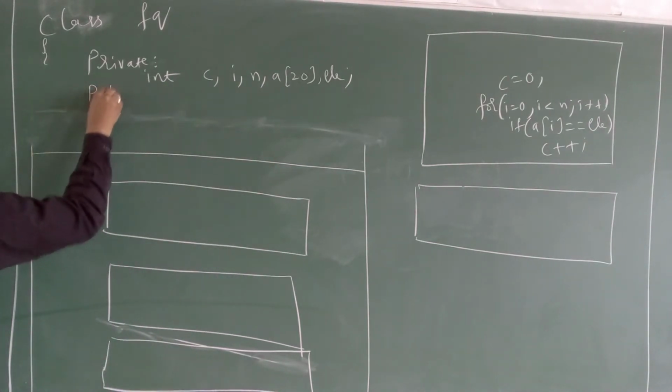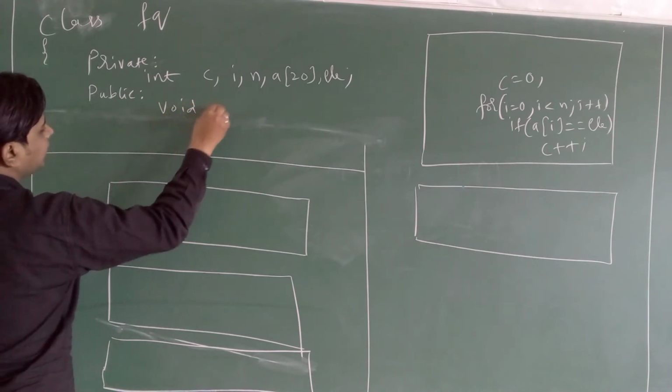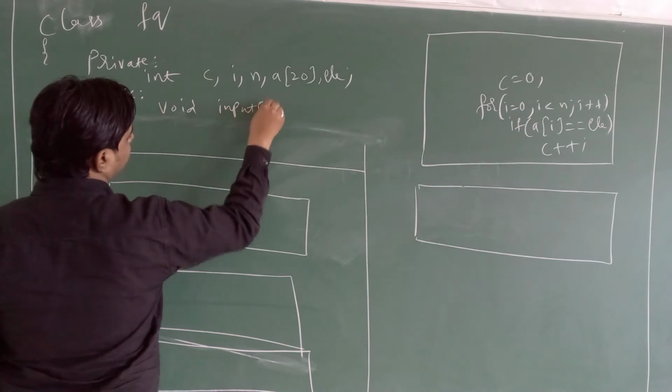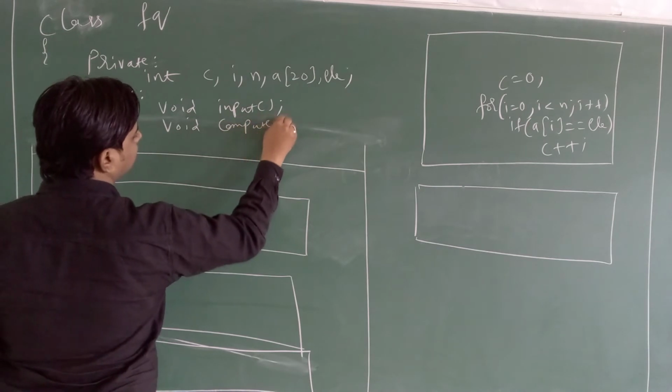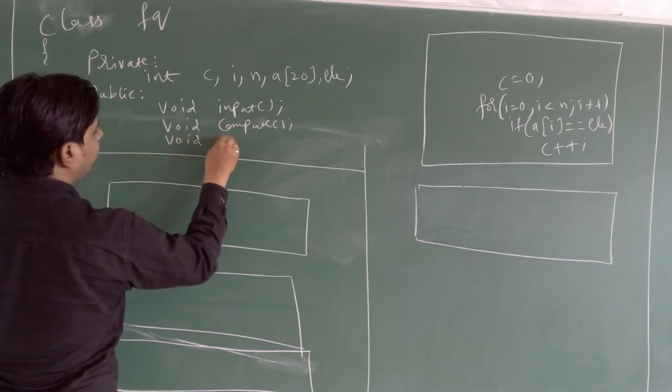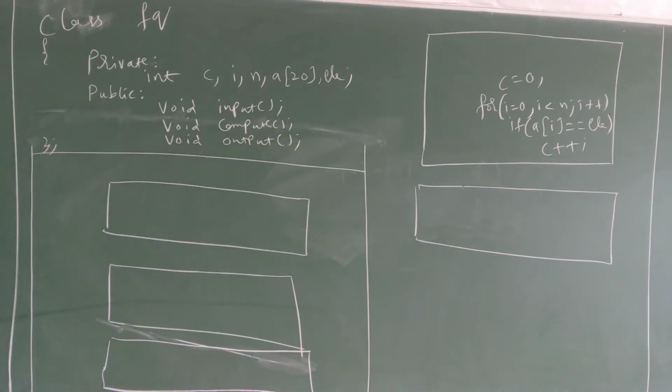Then public. This is outside the class definition. So three functions you have, as I said to you. Void input, void compute, void output. Close the bracket with a semicolon. Okay. These three functions, input, compute, output, have to be represented outside the class.